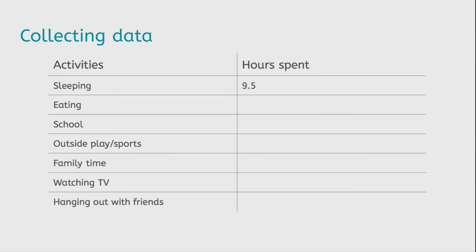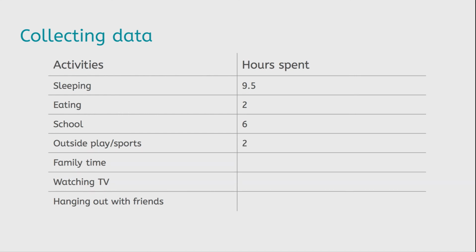Let's say we sleep 9.5 hours every day. Okay. And we spend about 2 hours eating. So that's breakfast, lunch, dinner, and any snacks that we have. And we spend 6 hours doing school things. We spend 2 hours going to sports practices or playing outside, going to the park, riding bikes. We spend only an hour and a half hanging out with the family. We spend 2 hours a day watching TV. And we only have time to hang out with our friends for 1 hour.